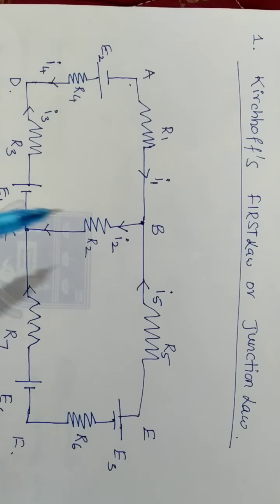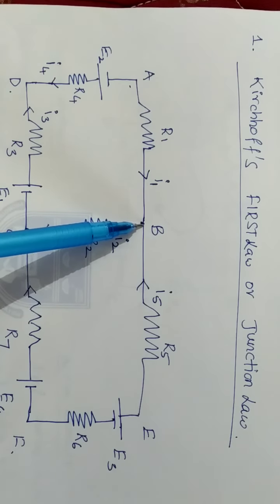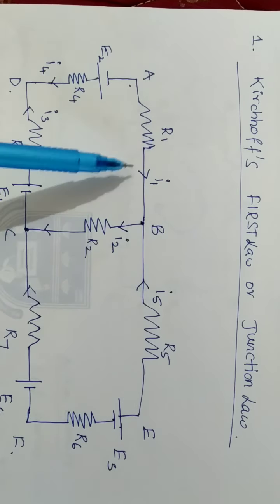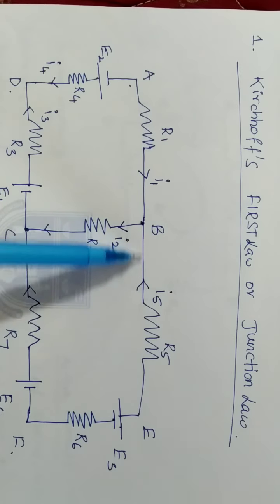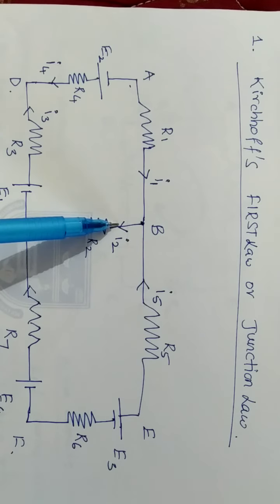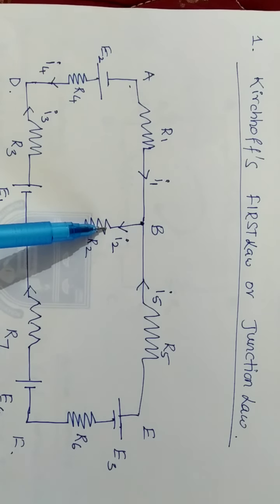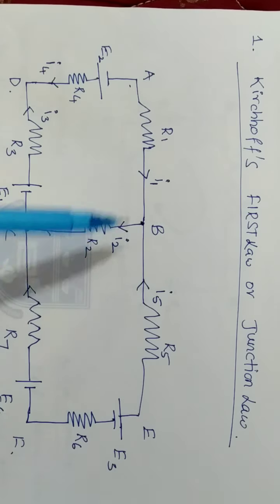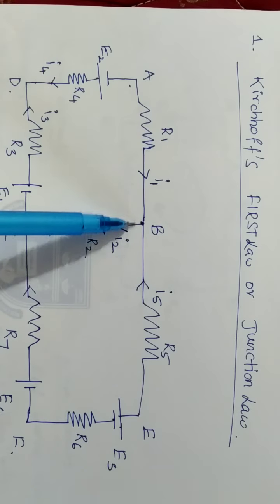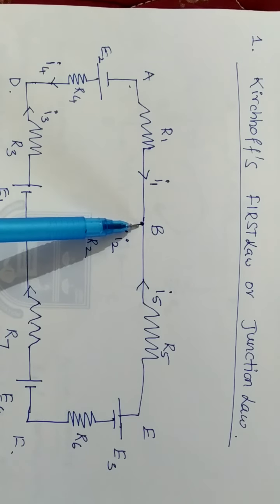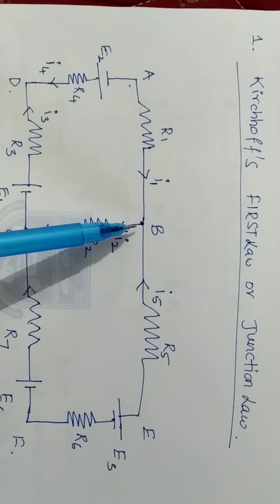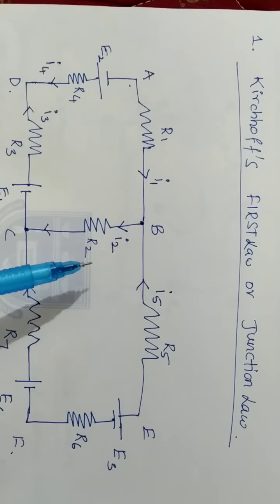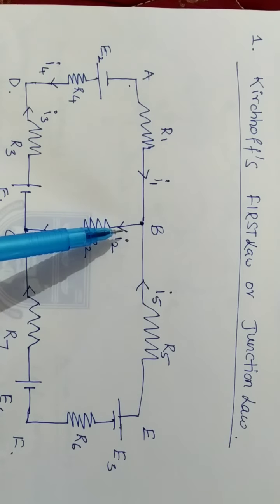Here, if you observe this particular point B, the current I1 is coming towards it, and current I5 is also coming towards B. I2 is moving away from B. At this particular point, different currents are meeting. This point is called a junction. A junction in an electrical circuit means a point where two or more currents meet.